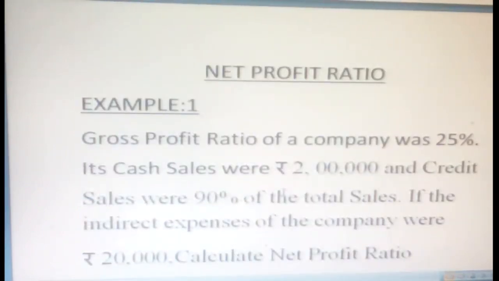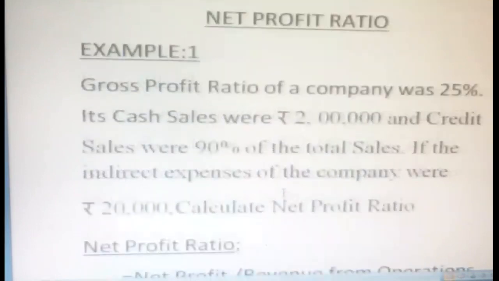In the same manner. From the information they gave, the gross profit ratio of the company was 25%. Cash sales were 2 lakhs and credit sales were 90% of total sales. They gave the information only for cash sales, so how do we calculate total sales? That is the idea. If the indirect expenses of the company were 20,000, calculate the net profit ratio.